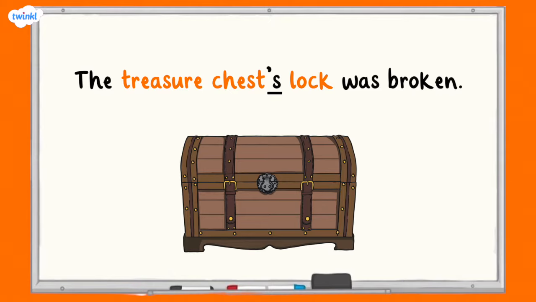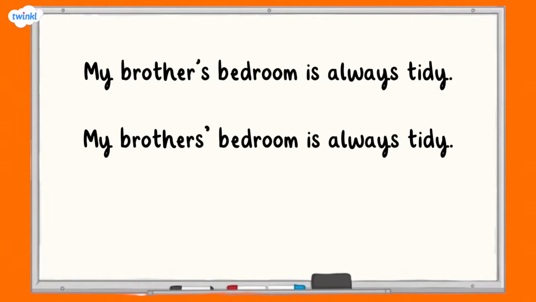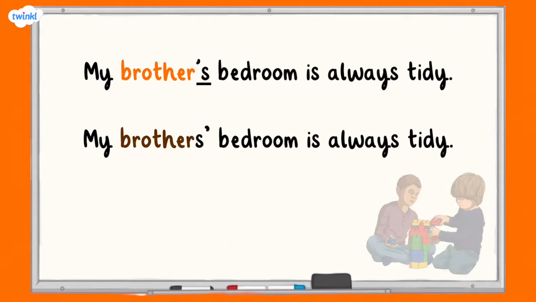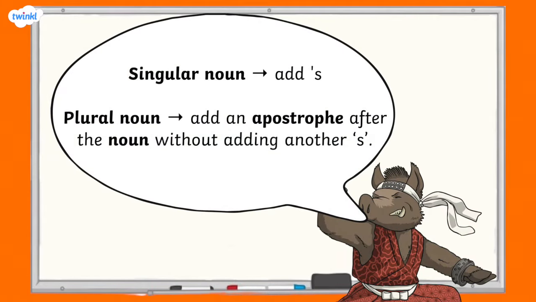When the noun is plural, we have to think a little more carefully. Let's look at the difference between these two sentences. In the first sentence, the bedroom belongs to one brother. The noun is singular, so we just add an apostrophe and an S. In the second sentence, there is more than one brother, and the room belongs to each of them. The noun is plural, so we just add an apostrophe after the S. We can remember, if the noun is singular, add an apostrophe and an S. If the noun is plural, add an apostrophe after the S.